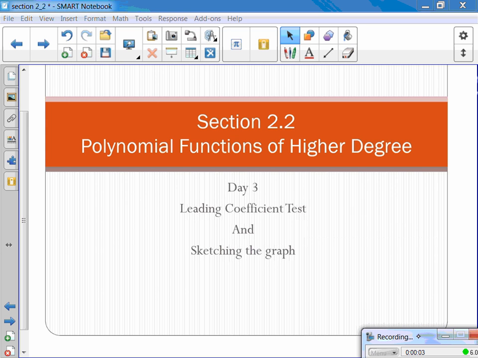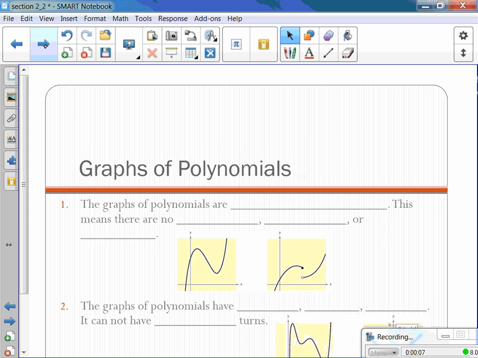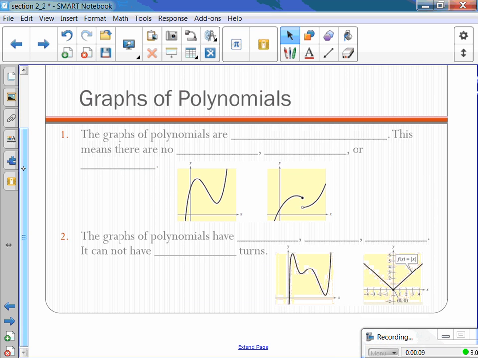Again, with our leading coefficient test, we're going to utilize that along with our zeros to sketch the graph. Hopefully this looks familiar, folks. This is a slide from last class.